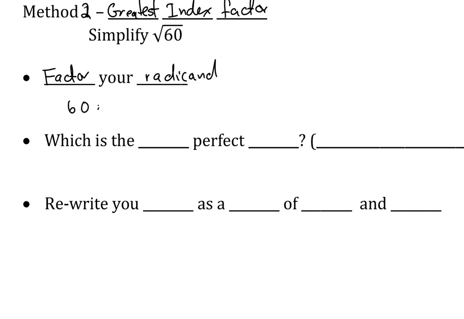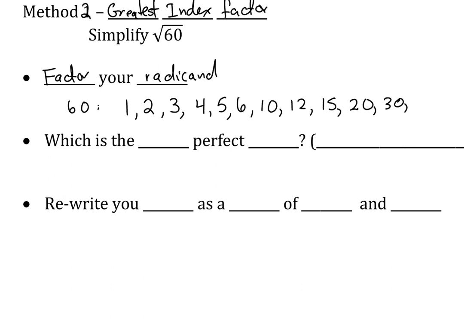So I can multiply 1 by 60 to get 60. 2 is a factor, 2 times 30. 3 times 20. 4 times 15. 5 times 12. 6 times 10. 10 times 6. 12 times 5. 4 times 15. 3 times 20. 2 times 30. And 1 times 60. So these are all the factors.